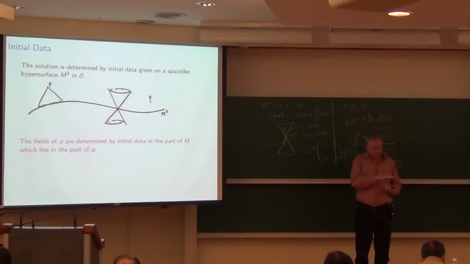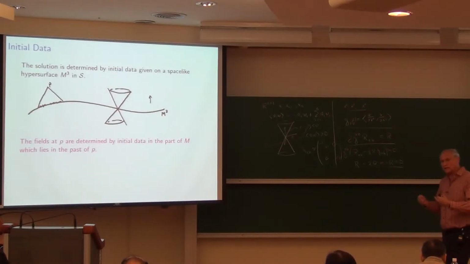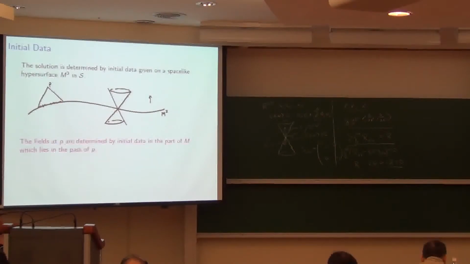And so at each point, the restricted metric is positive definite, and so the submanifold M is actually a Riemannian manifold. It inherits a Riemannian metric from the space-time metric.